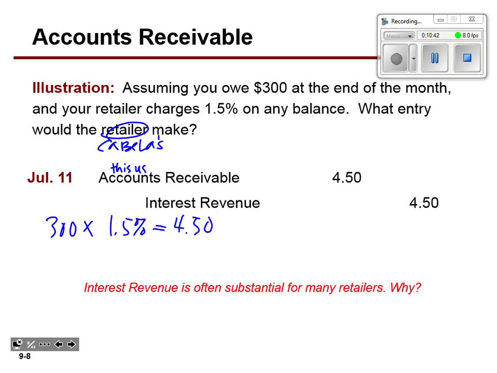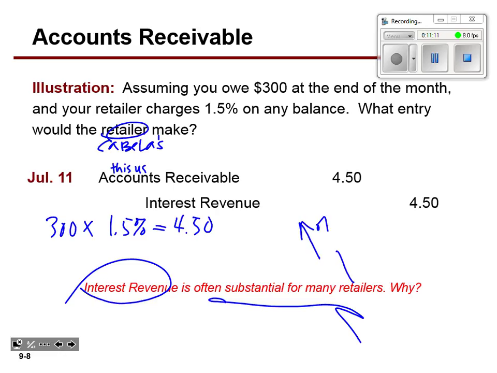Interest revenue is often substantial. Why? I'd say two big reasons. Cabela's, Scheels, Old Navy, Gap. Why do they make so much money off interest? I'd say there's two reasons. Take a guess on one. First of all, these retailers charge very high percentages, way more than 5%. I would say those typical store credit cards are like between 15 and 20%.